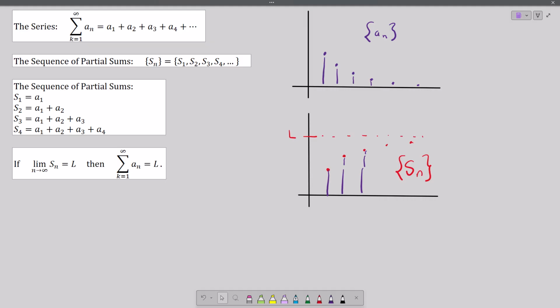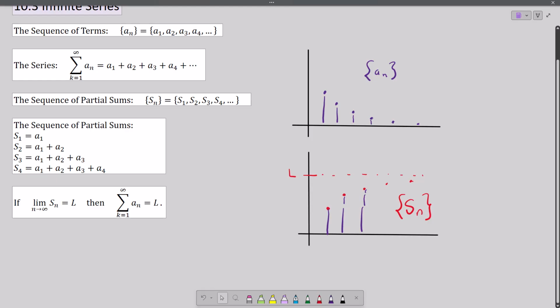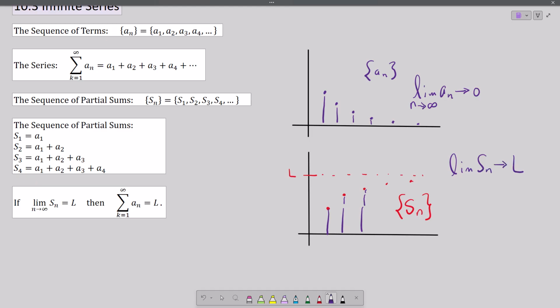And that limit equals the limit of the other one? The limit of this one is 0. The only way a series can converge is if the terms go to 0. So this sequence is converging to 0, and this sequence is converging to L as n goes to infinity.